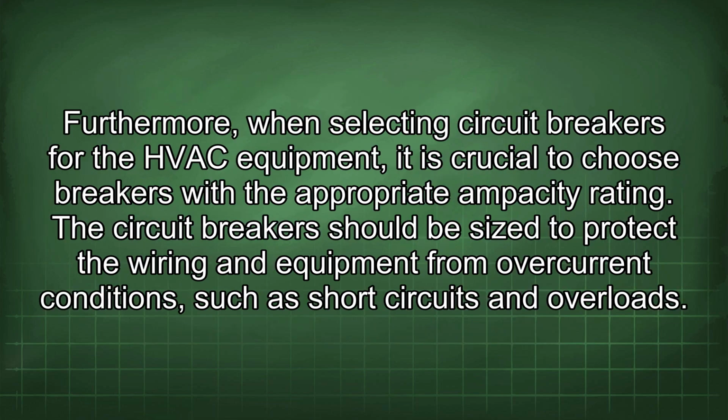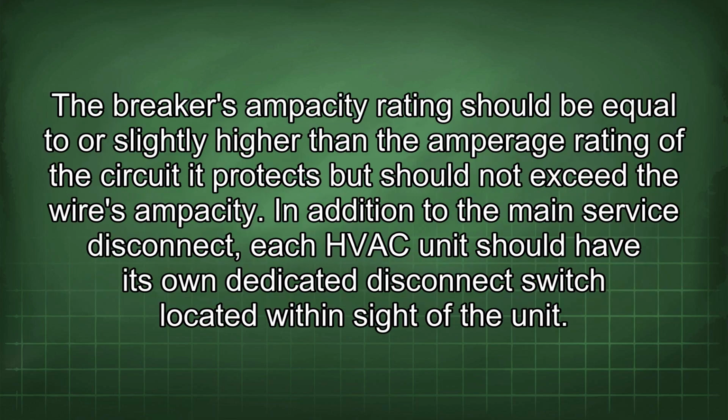Furthermore, when selecting circuit breakers for the HVAC equipment, it is crucial to choose breakers with the appropriate ampacity rating. The circuit breakers should be sized to protect the wiring and equipment from overcurrent conditions such as short circuits and overloads. The breaker's ampacity rating should be equal to or slightly higher than the amperage rating of the circuit it protects, but should not exceed the wire's ampacity. In addition to the main service disconnect, each HVAC unit should have its own dedicated disconnect switch located within sight of the unit.